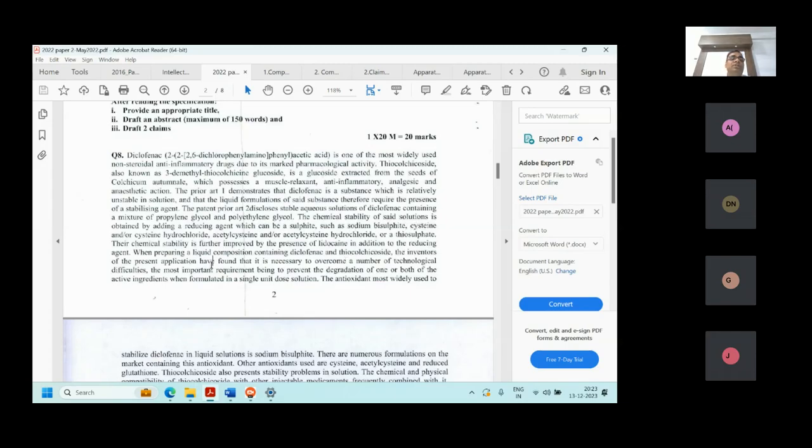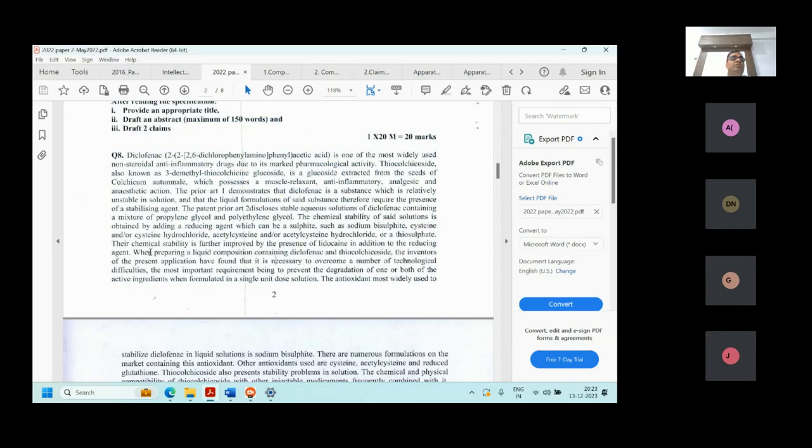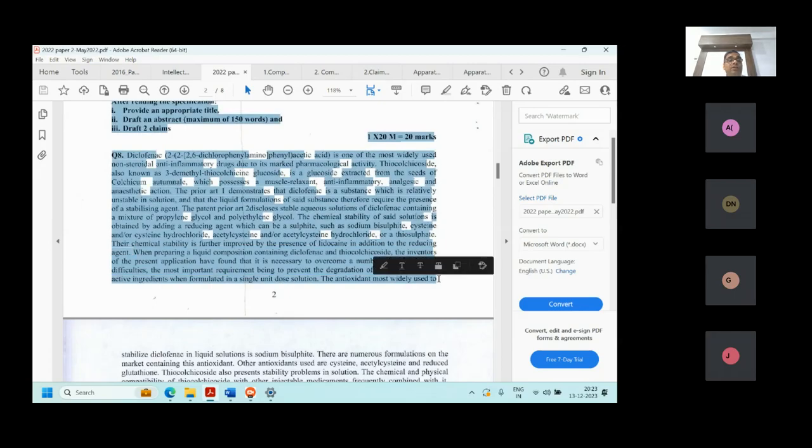Then it's talking about how this chemical stability is further improved by the presence of lidocaine. Lidocaine is what? It is again in addition to the reducing agent. So till here he is not defining the invention. Now he is defining his invention. When preparing a liquid composition containing this, the inventors have found it is necessary to overcome a number of technological difficulties. So this is the problem they face.